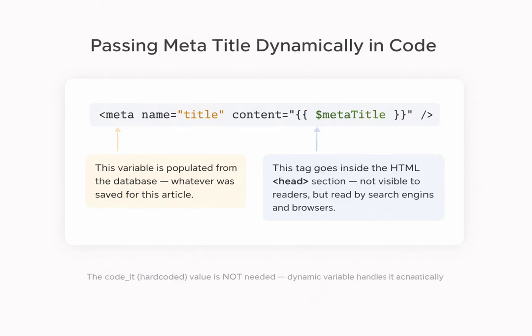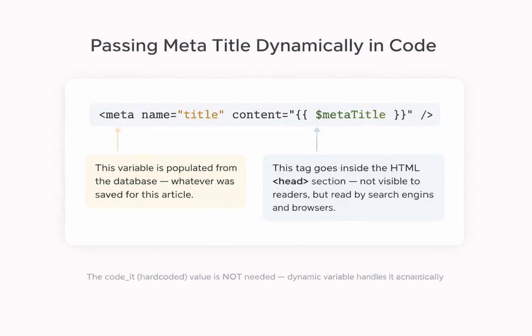Now let's look at how this actually works in code. The meta title is passed as a dynamic variable, something like $meta_title, inside the HTML meta tag. This variable gets its value from whatever was saved in the database for that specific page. The instructor makes an important point here. You don't need to hard-code a static value into this tag. Because it's dynamic, the template automatically picks up the right title for every single page without any manual intervention.